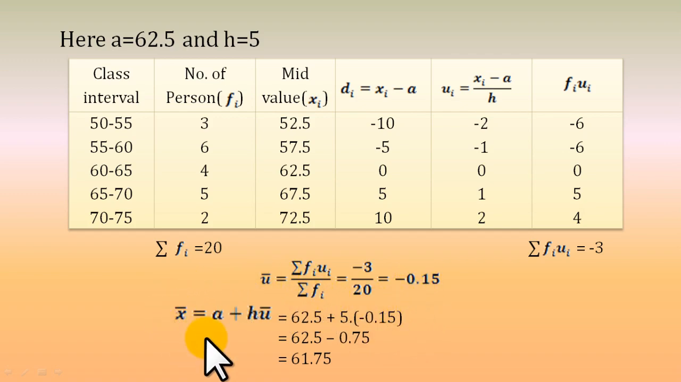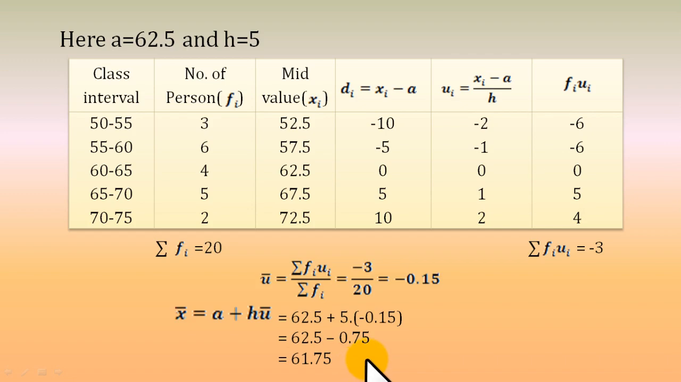After that we use the step deviation method. This is the formula for getting the mean by using the step deviation method, that is x bar is equal to a plus h into u bar. Here a is 62.5, this is our assumed mean, plus h, that means class length, which is 5, and the value of u bar is minus 0.15. After calculating this we got the value of the mean as 61.75. So this is the value of the mean by using the step deviation method.